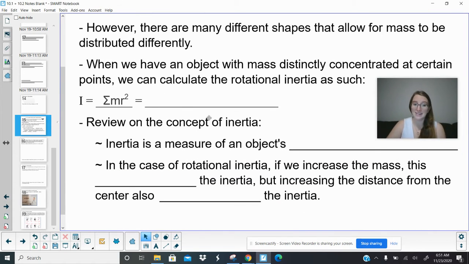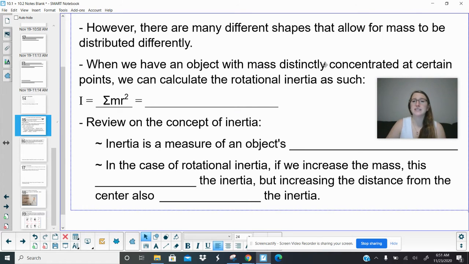We just add together. This is what this little symbol is. If you guys didn't know, that's a summation. This is called the summation of all of the rotational inertias, where we have masses distinctly concentrated at different points. We're mostly going to be looking at situations like that, as well as some special shapes. We'll talk about that later.